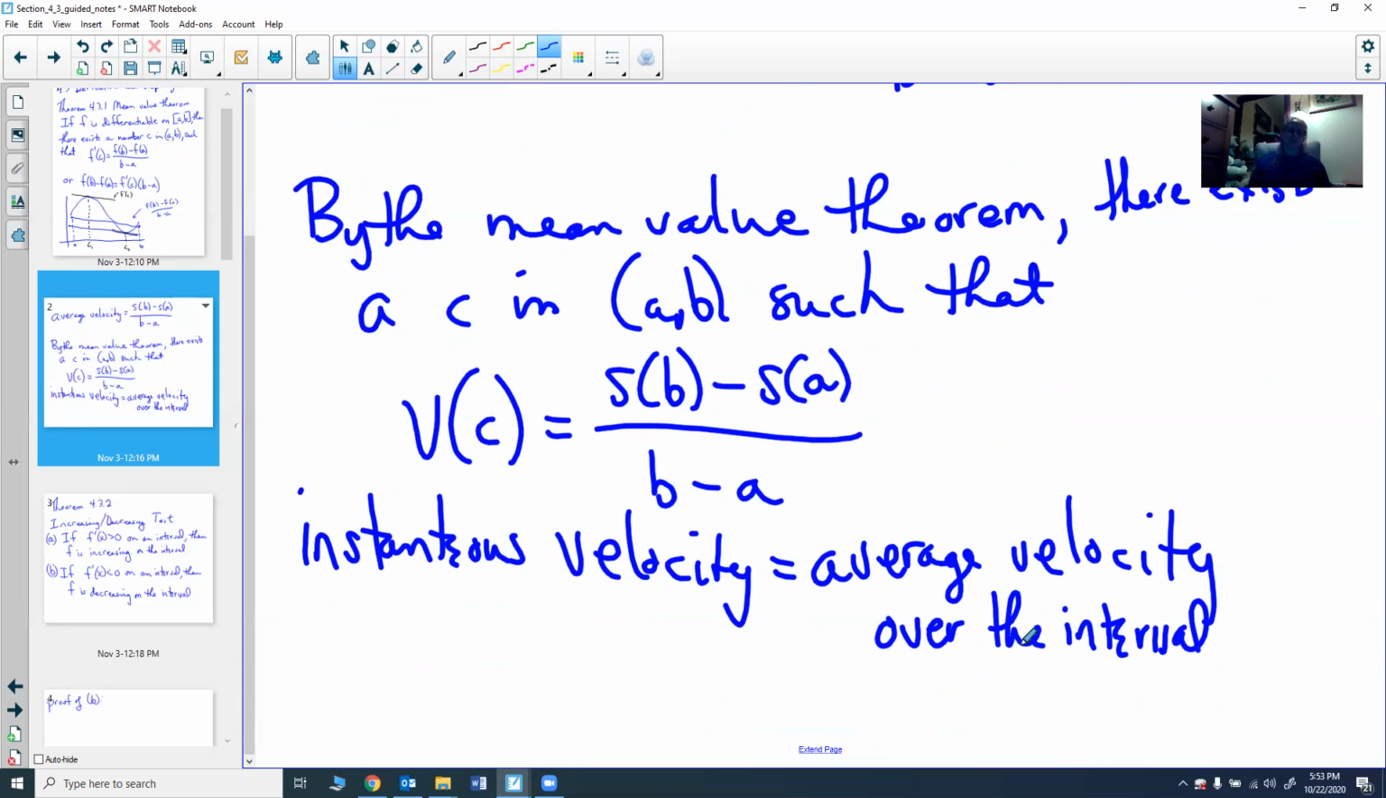So when a police officer pulls you over and says you're speeding, they don't need to know exactly where you were speeding in that interval. They just know that if your average velocity over that interval was more than the speed limit, then somewhere in there, your instantaneous velocity was over that.